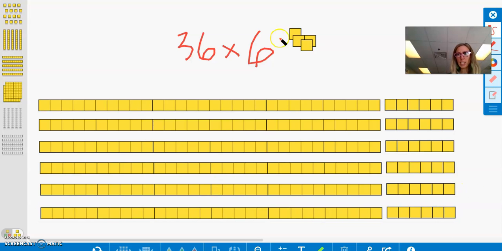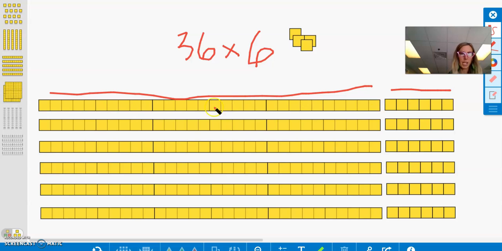Okay, so I have my dimensions of my array. I have a 36 times 6. So 36 groups of 6. Whoa, 36 groups of 6.